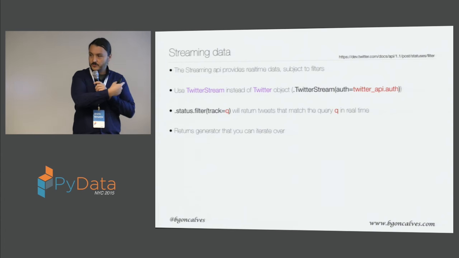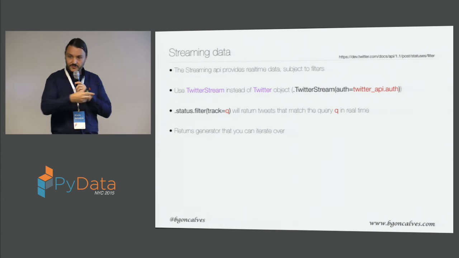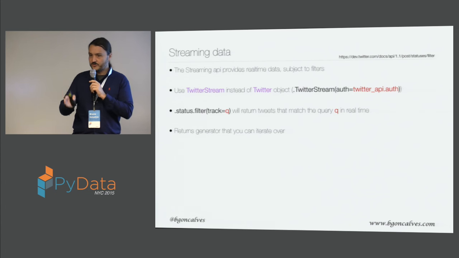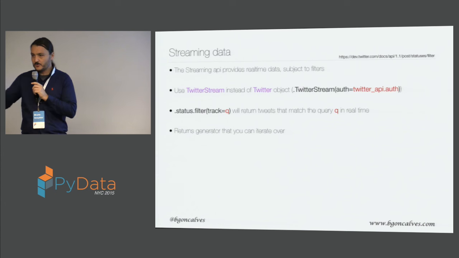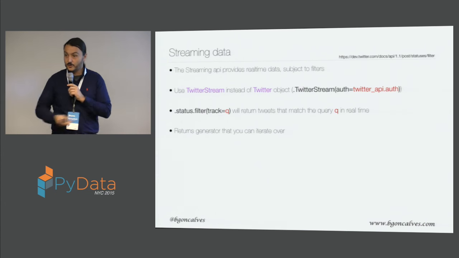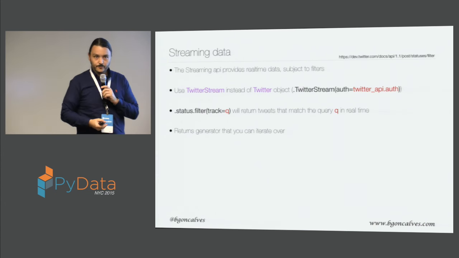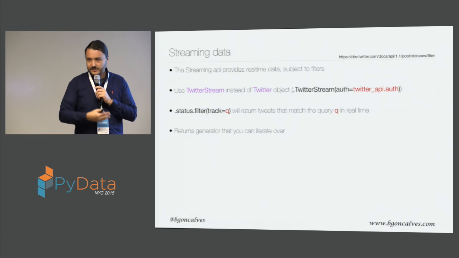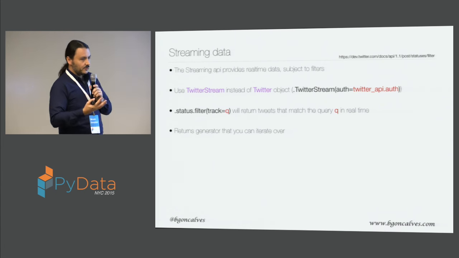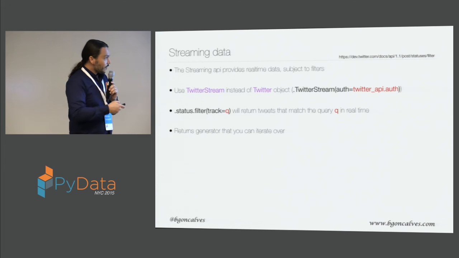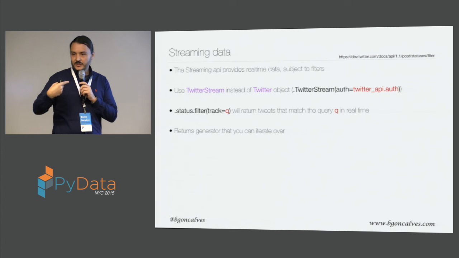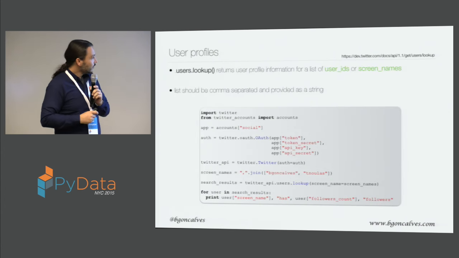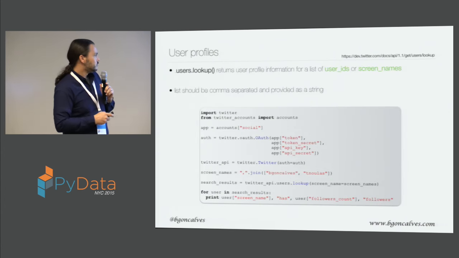So if we did the same thing we did before, search for Foursquare, instead of showing you tweets mentioning Foursquare going back into the past, it would start now and keep updating you every time a new tweet with Foursquare came. Of course, this is limited to API rate limitations and how much Twitter is willing to give you. But basically, after you do this, what you get is a generator that you can just iterate over and get more tweets.